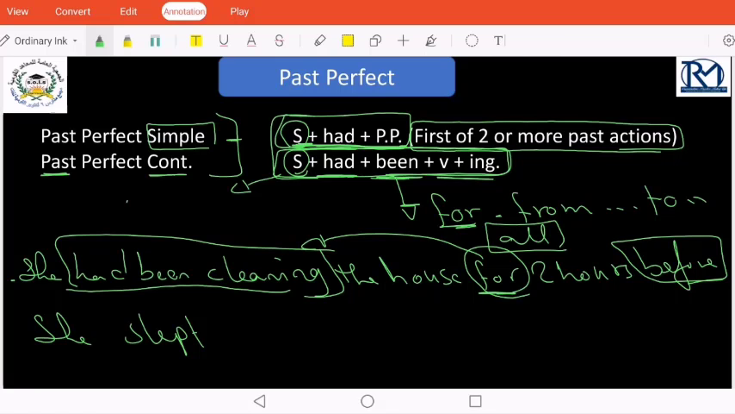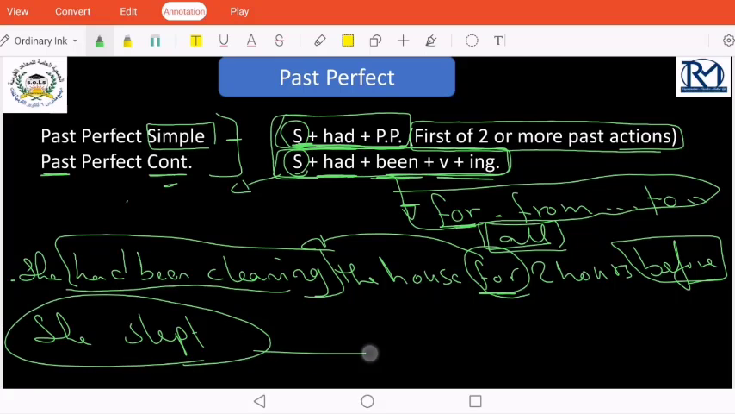So again, past perfect simple or past perfect continuous means the first of two or more past actions. What do we mean by that? If you have two or more actions, the one that happened first, the one that completed first, takes the past perfect or the past perfect continuous, depending on which part of the sentence. We use past perfect continuous if we have any of these expressions. And these tenses must be followed by the action that happened second.